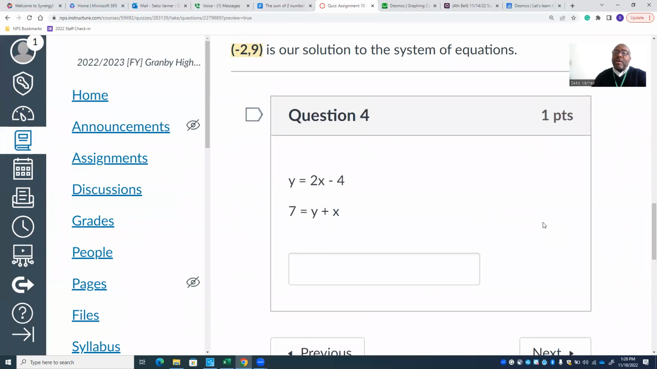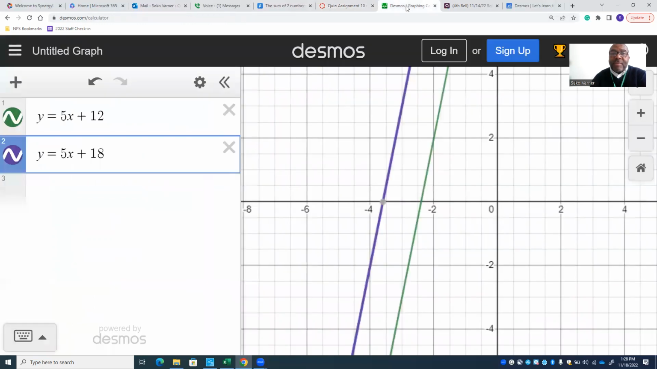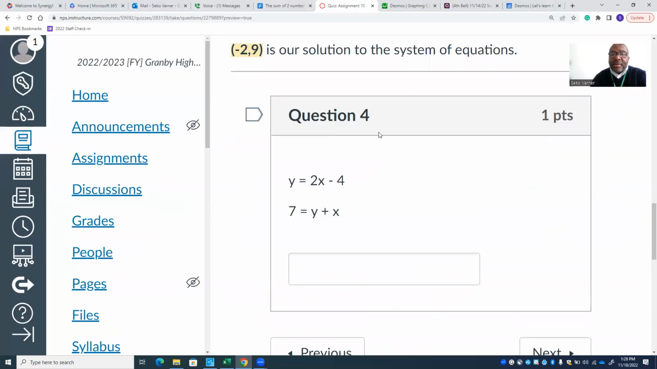Here are our problems. All right. So type these into Desmos and make sure you have the graphing calculator. So y equals 2x minus 4 and 7 equals y plus x.